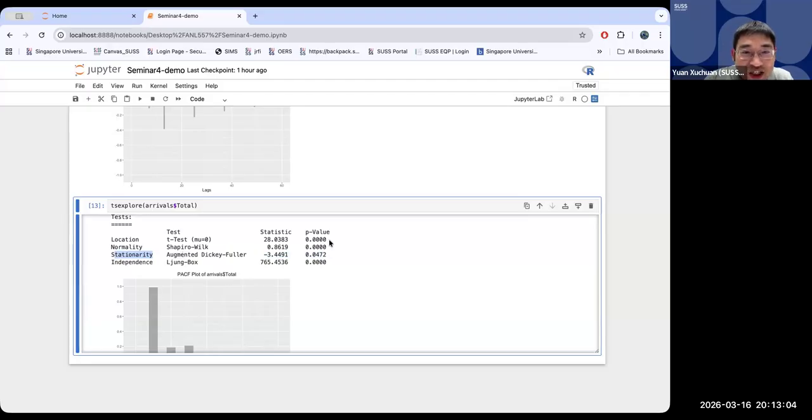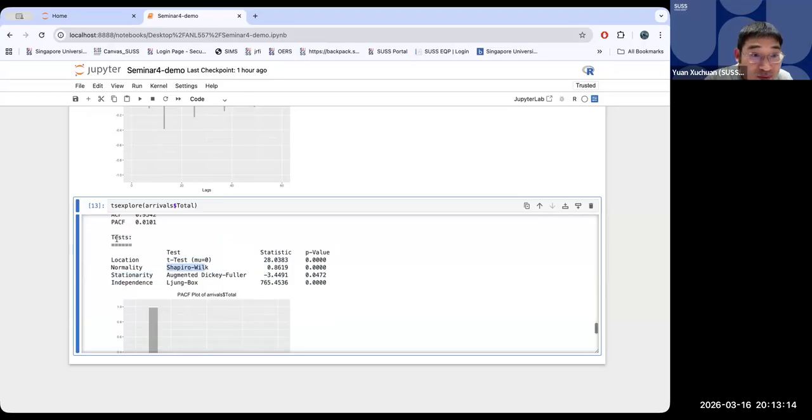So here you look at the location. Location, you reject. Mu is not 0, right? Clearly. Normality is not. You reject the normal assumption. This test should be performed on the residuals. The Ljung-Box test for independence, you also reject. They are not independent, right?